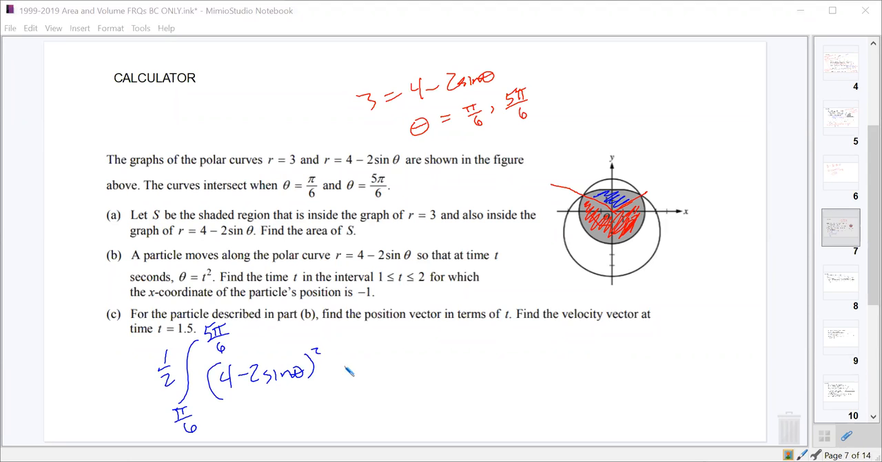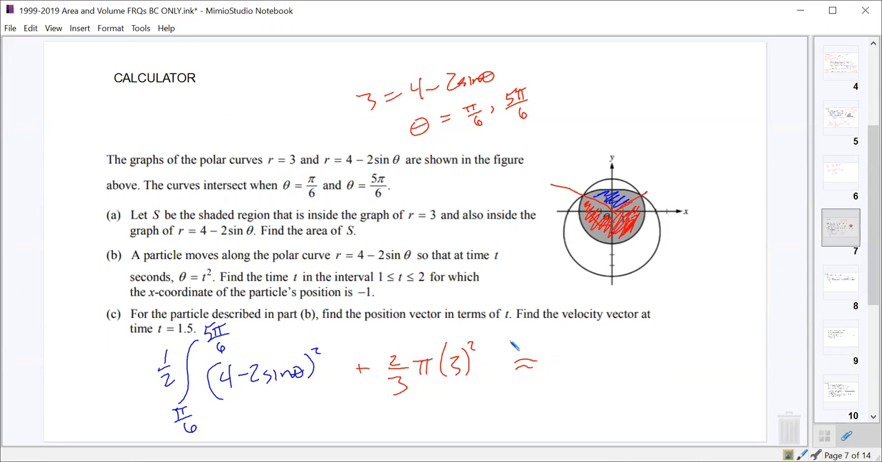Yeah. And then the red part, well, how much of the circle is that? If we cut out from pi over 6 to 5 pi over 6, that's 4 pi over 6 that we've cut out. So we've cut out 2 pi over 3, which is a third of the circle, right? So we've got 2/3 of a circle. So 2/3 pi times the radius, and in this case, that radius is again 3 squared. So that's 6 pi plus whatever that integral comes out to be.